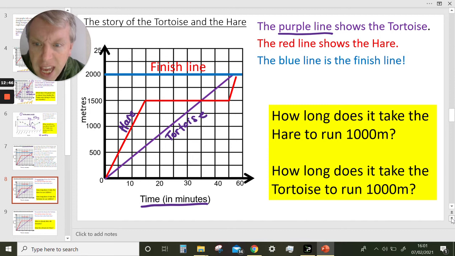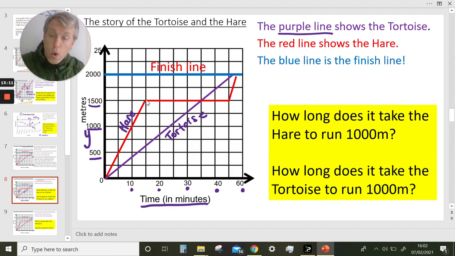Time in minutes. 10 minutes, 20 minutes, 30 minutes, 40 minutes, 60 minutes is 1 hour, and this on the y-axis tells us the distance. 500 metres, 1,000 metres, 1,500, 2,000 metres, and that's the finish line. So the race is 2,000 metres, 2 kilometres.